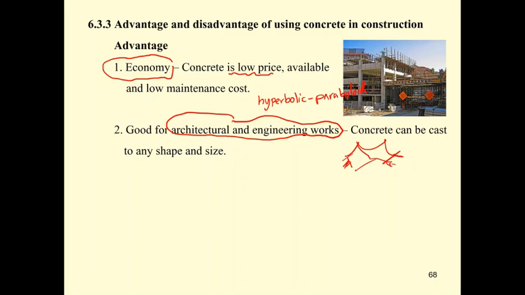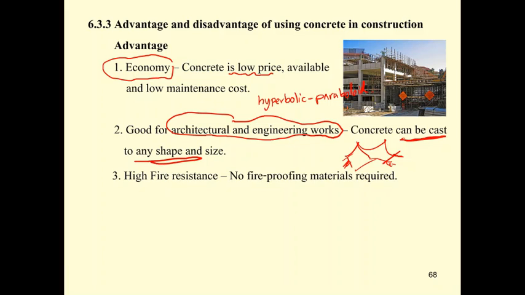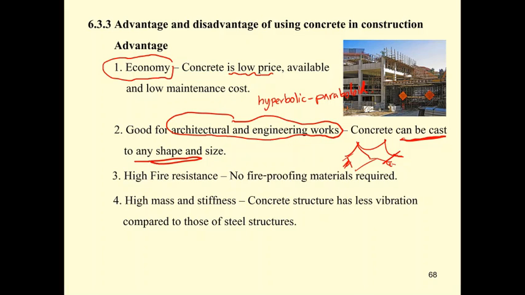Okay, so when you do the formwork, you can put the reinforcement, and then you can cast the liquid concrete into that formwork, and after it gets hardened, you can take the formwork off, and then you get the structure. Concrete has high fire resistance, so there's no need for fire-proofing material, unlike steel, which puts more cost on the steel structure. And if you mix the concrete with the steel, the concrete can also be the fire-proofing material for the steel. Concrete has high mass and stiffness.